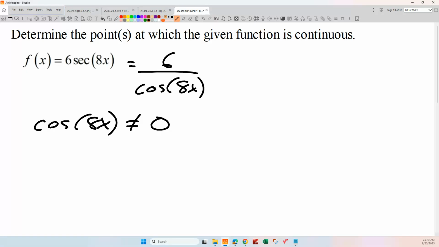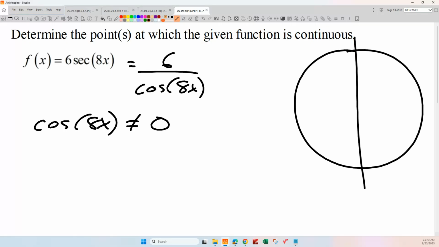Okay, well, this is a unit circle question, right? On our unit circle, where is cosine equal to 0? I want you to just be certain of your answer. Think about this. Give you a second. I don't want to rush you. Take a second and think about this.